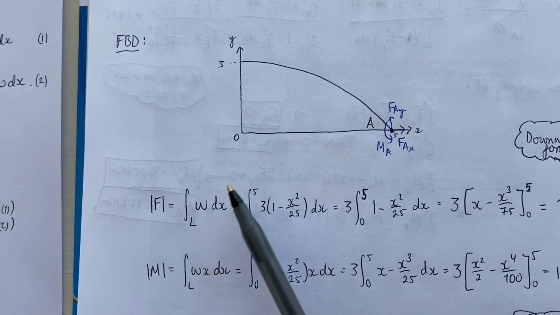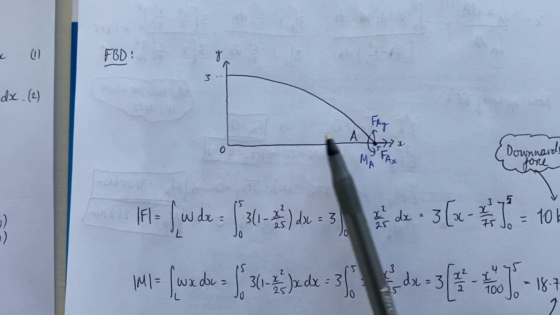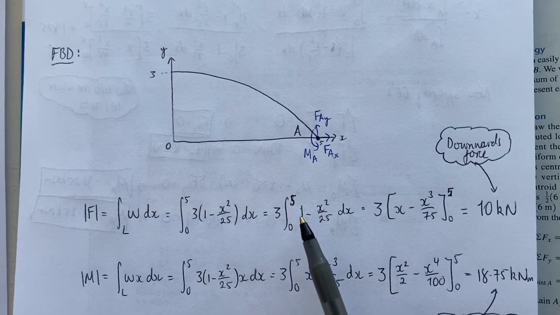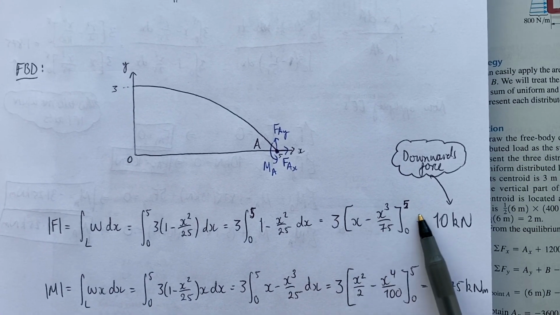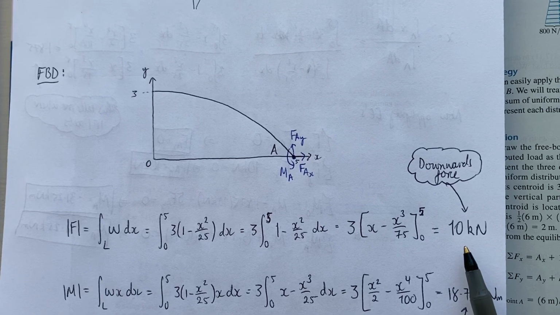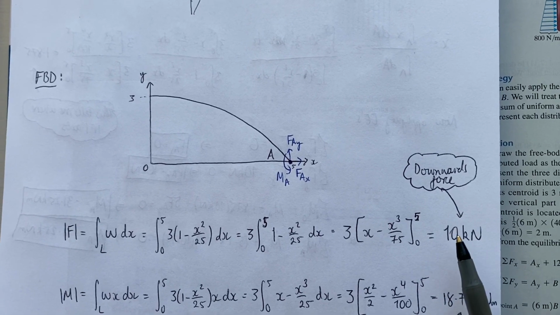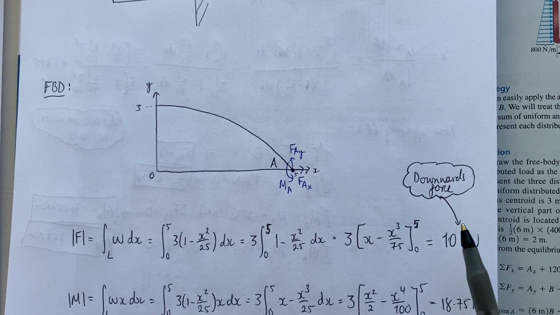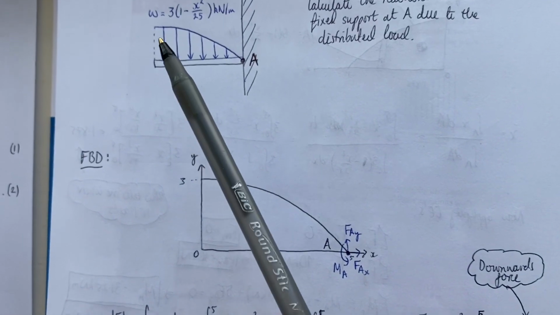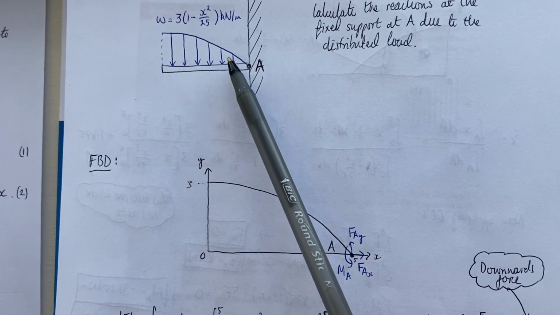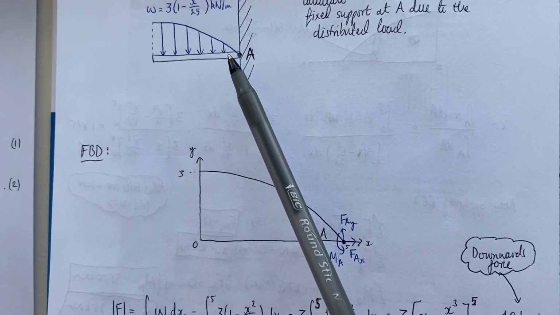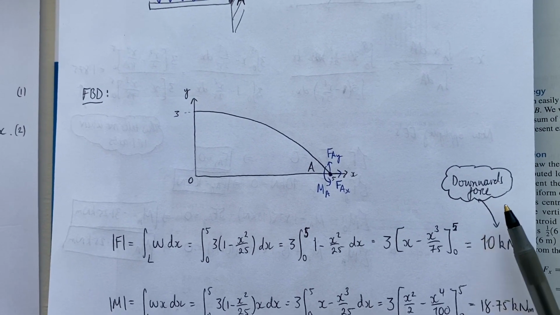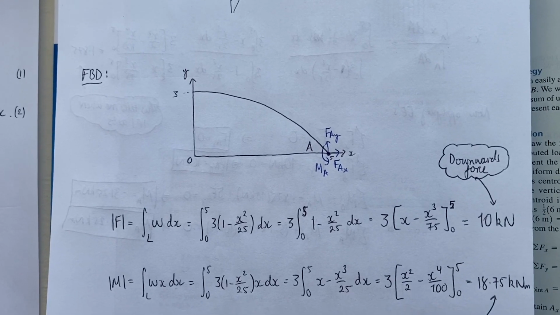So I've plugged that into this equation. I'm integrating between 0 and 5 because that's the length of the beam, right? If I follow that through and integrate that equation, I should get the magnitude of the force as 10 kilonewtons, right? We need to remember that this is in the downward direction, like how the distributed load was described initially with these downward arrows. So we're going to need to remember that that's a downward force when we apply the equilibrium equation, so that we get our signs in the right sense, yeah?